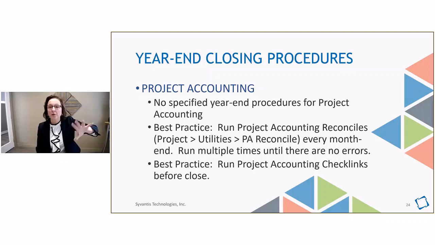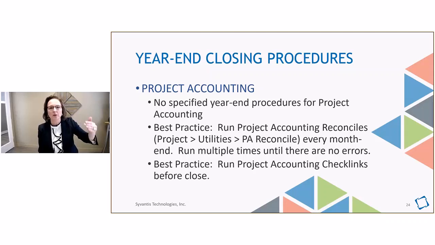So for those of you who are project accounting people, you go into the utilities area, and there will be a bunch of different options to reconcile. Reconciling billings, reconciling revenue recognition transactions, earnings statements, etc. You'll want to reconcile every single one of those, and you'll want to reconcile them until there are 0 errors, which means you may have to reconcile them multiple times.